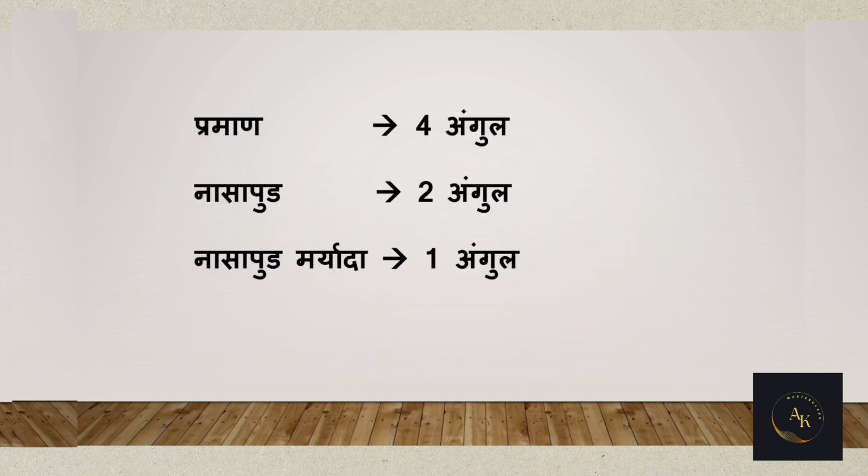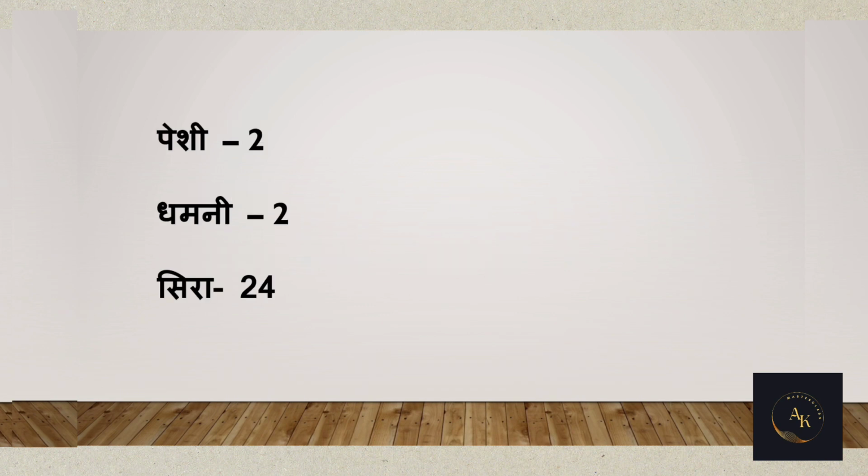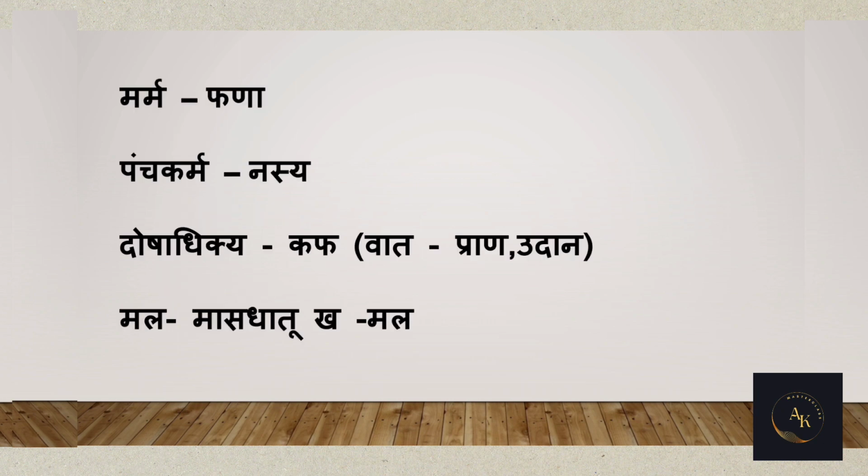Measurement in Ayurveda is done by Praman. Nasa is of 4 angul. Nasa Pud is of 2 angul. Nasa Pud Maryada is of 1 angul. Nose consists of 2 peshi, 2 dhamani, and 24 sira.